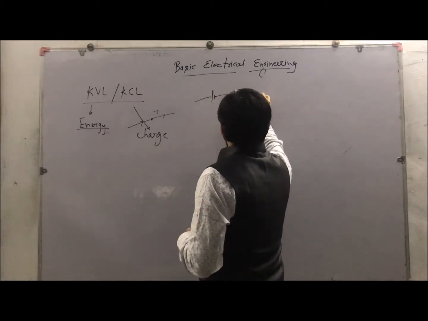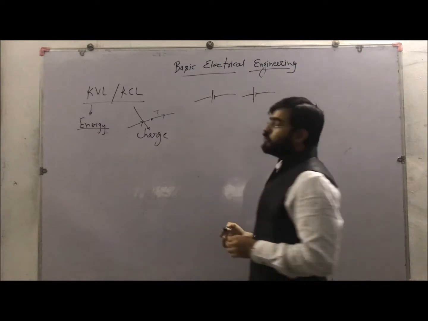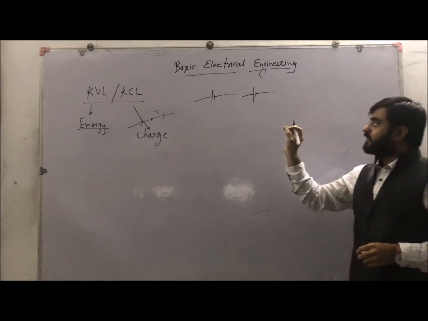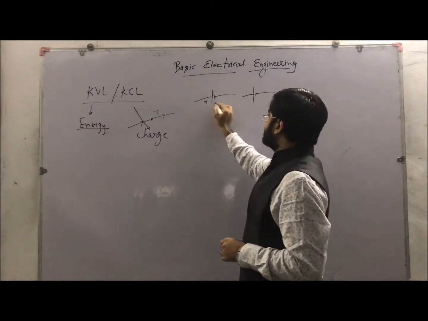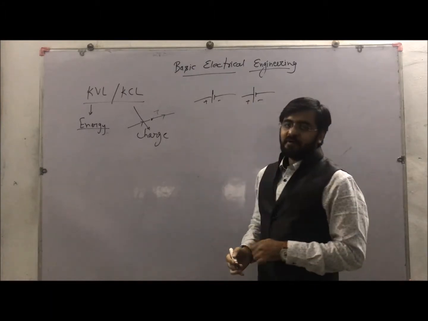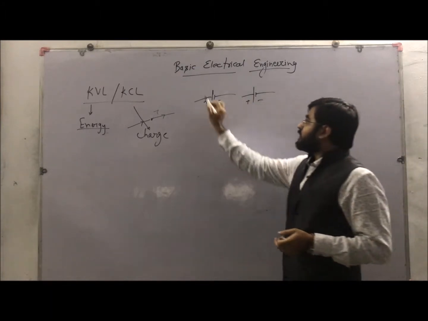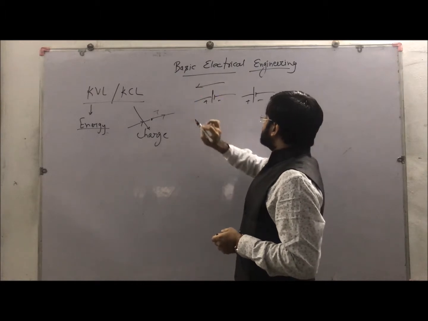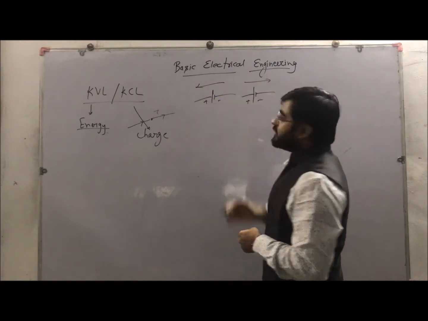Now I talked about voltage drop and voltage rise. So I took two batteries. These are exactly the same batteries. This is plus and this is minus. This is plus and this is minus. But the basic difference is the current direction. Suppose the current direction in this battery is like this and in this battery like this.